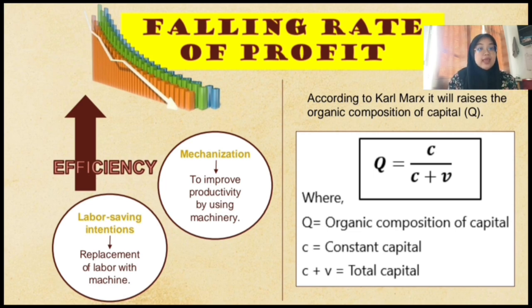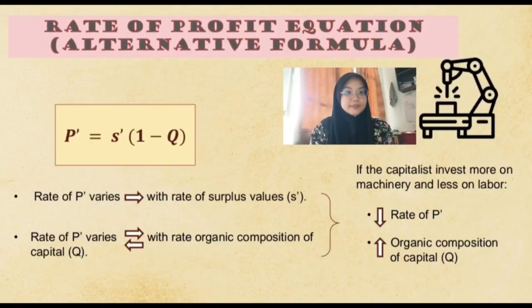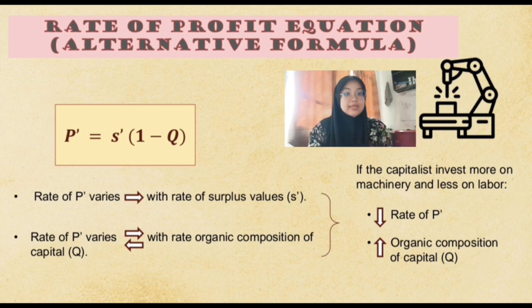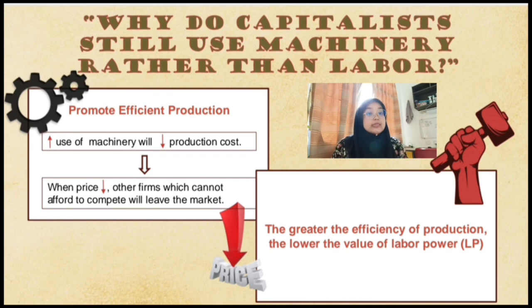The equation is shown here as Q. Notice that this is a ratio of constant capital to the total capital. The alternative profit rate equation can be derived from the rate of profit equation and the organic composition of capital equation. This new equation indicates that the rate of profit varies directly with the rate of surplus value and inversely with the organic composition of capital. Therefore, if the capitalist invests more in machinery and less in labor, the rate of profit will decrease and the organic composition of capital will increase. Did you know why capitalists still use machinery rather than labor? There are two reasons.